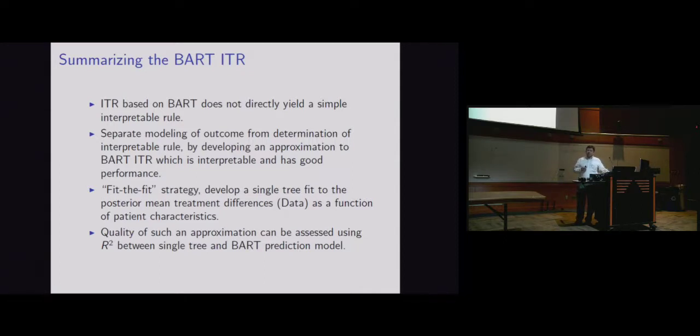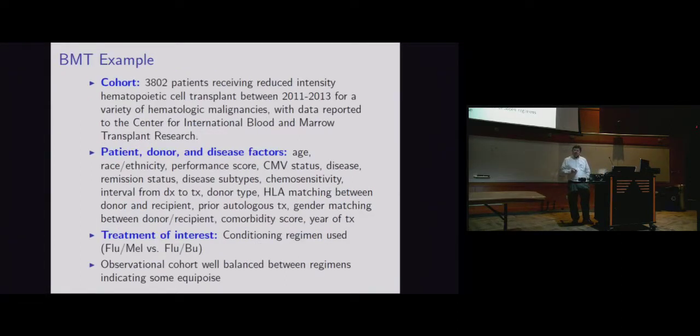But we try and fit those posterior mean treatment differences as the outcome to a function of patient characteristics. But now at this point, we want an interpretable rule. So instead of using an ensemble of trees, we just use a single tree. So we're trying to figure out if there is a single tree that gets us a good approximation to the posterior mean treatment differences that we're getting out of BART. And we can assess that approximation by simply looking at the R-squared between the single tree and the BART prediction model. Okay. So now I want to show you some examples of the kinds of inference and the kinds of things that you can do with that BART model from an individualized treatment rule perspective.